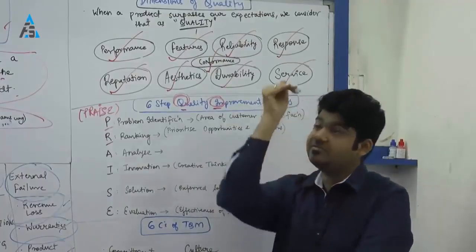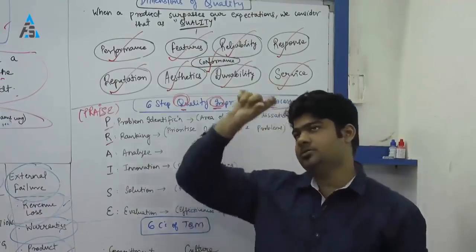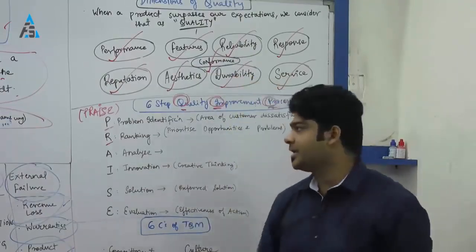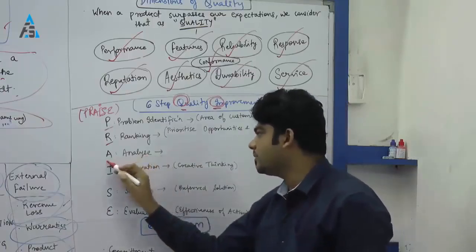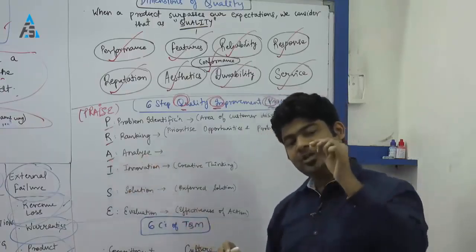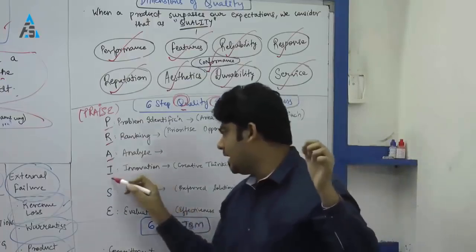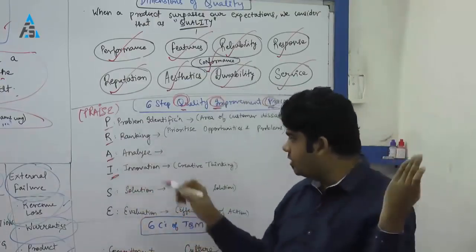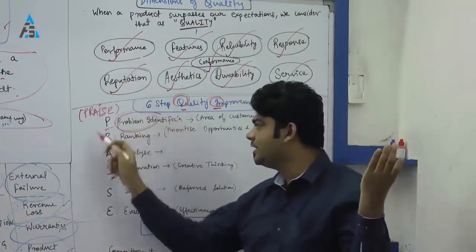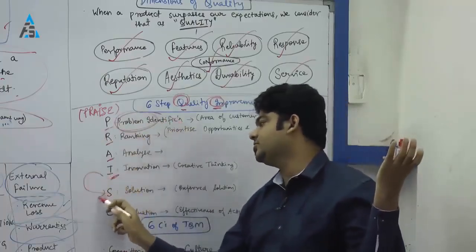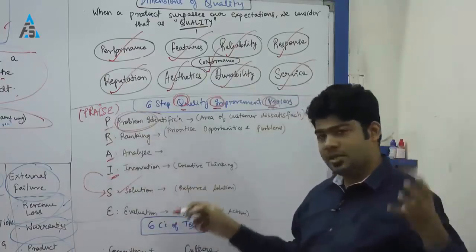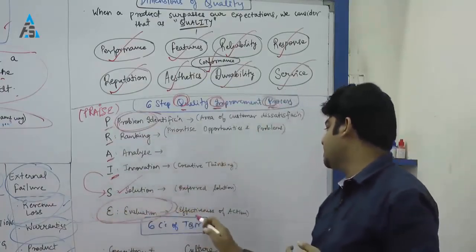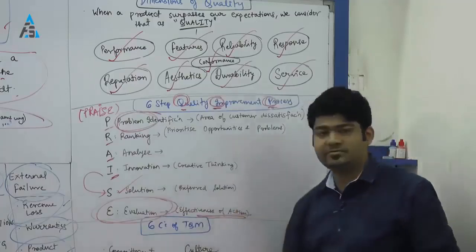Based on that, we will give a ranking that, okay, this is the first thing that I will have to ensure is taken care of. Then analyze. So this is what I'm going to analyze, which has to be taken care of first. I, innovation. How do I innovate and ensure that all my problems are taken care of? By that innovation, I am looking for a solution. Once that solution is implemented, I will evaluate whether the action is effective or not.